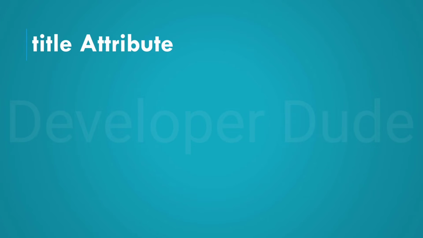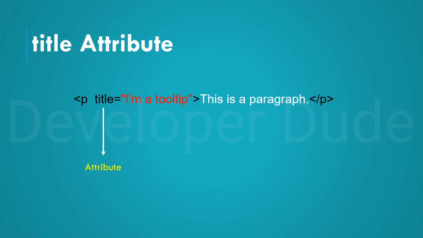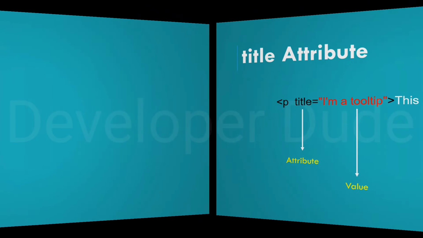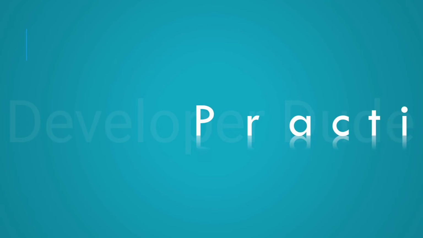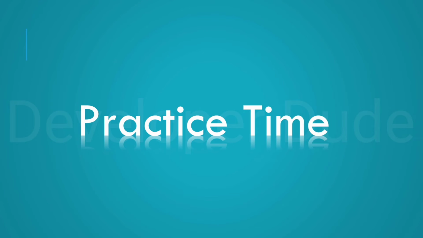Title attribute. The title attribute defines some extra information about an element. The value of the title attribute will be displayed as a tooltip when you mouse over the element. Let's do it practically.